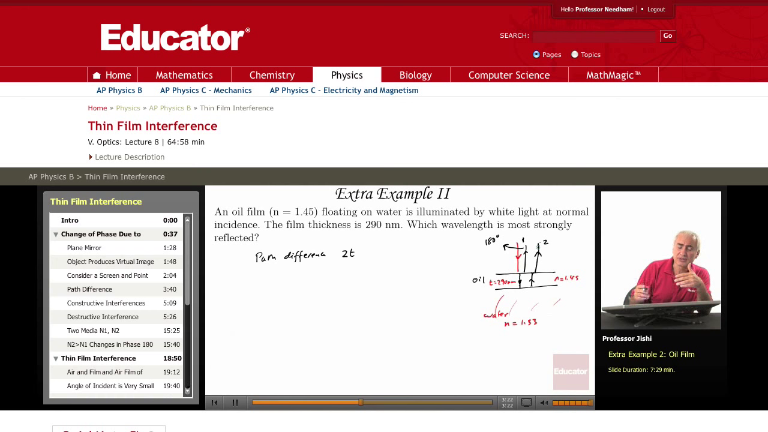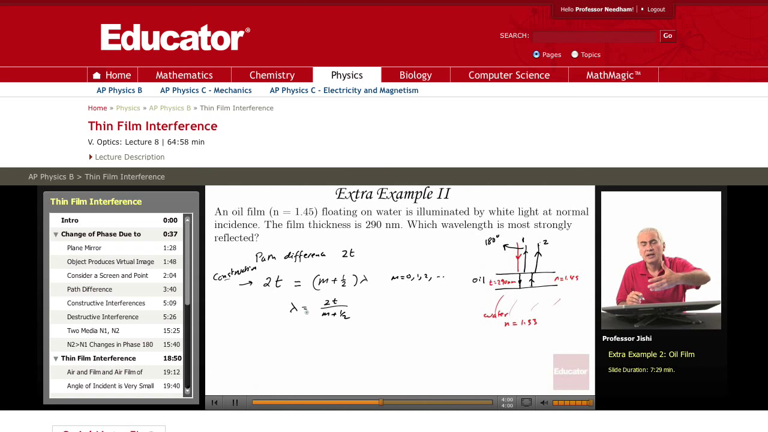So now, to get constructive interference, I should have 2t not equal to lambda, but it has to be lambda over two, or 3 lambda over 2, and so on. It's m plus half lambda, where m is 0 or 1 or 2. This is constructive interference. And so it's those wavelengths, lambda, that are 2t over m plus half. Those are the wavelengths that will interfere constructively. And those are the wavelengths that will be bright.